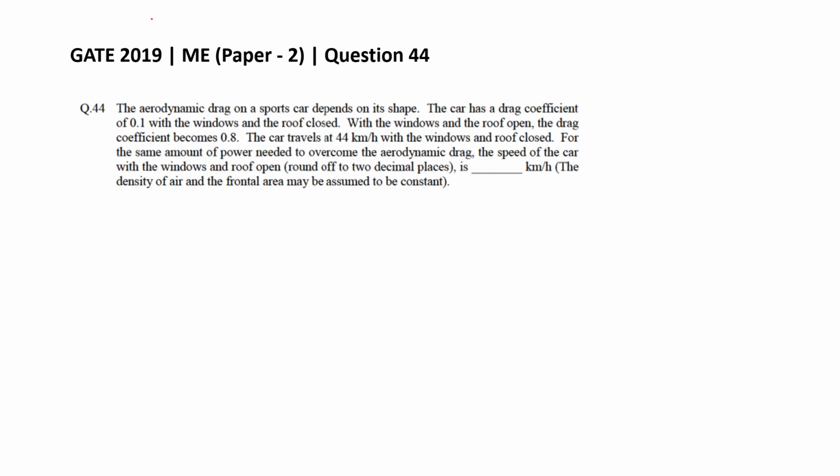Now the car travels at 44 km per hour with the windows and roof closed. For the same amount of power needed to overcome the aerodynamic drag, the speed of the car with windows and roof open is, again they want it in kilometers per hour, and they have given the assumption that the density of air and frontal area may be assumed to be constant.